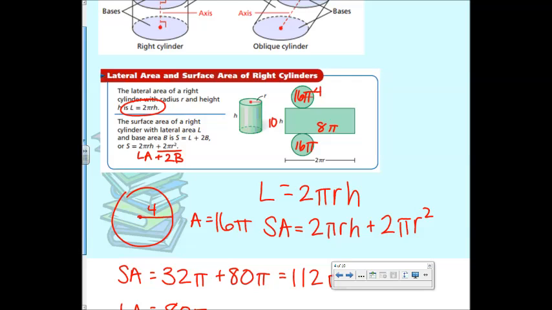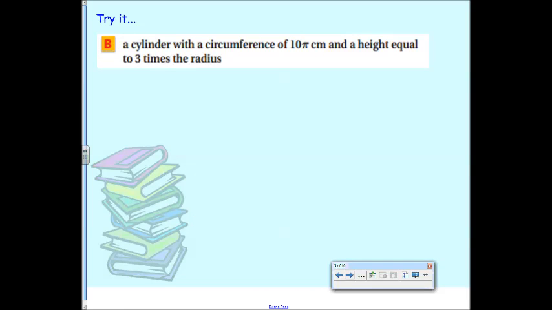Okay. So what if a cylinder has a circumference of 10 pi and a height equal to 3 times the radius? So what do we know there? And I want to find the lateral area and the surface area. So what do I know? The radius is 5. I need a radius. And how do you know the radius is 5, Ivan?